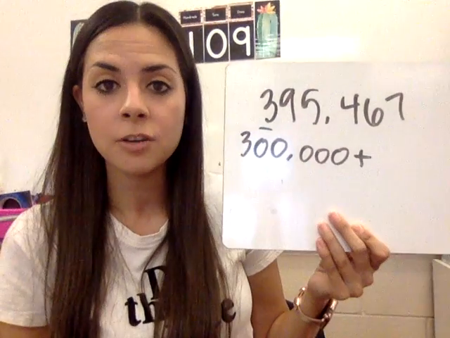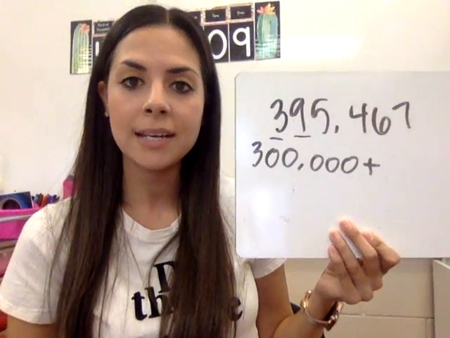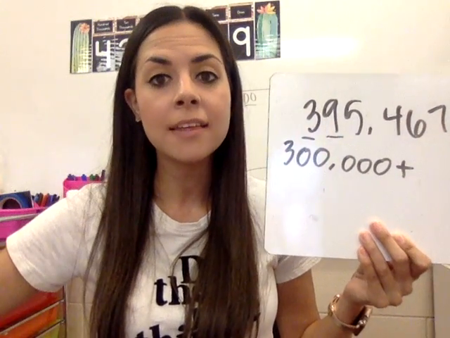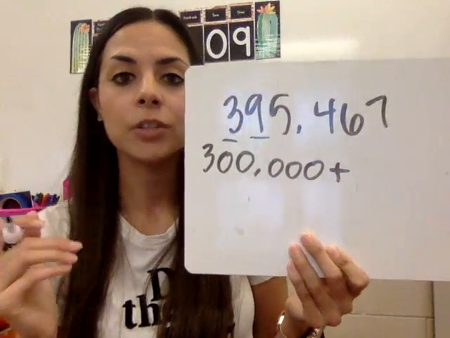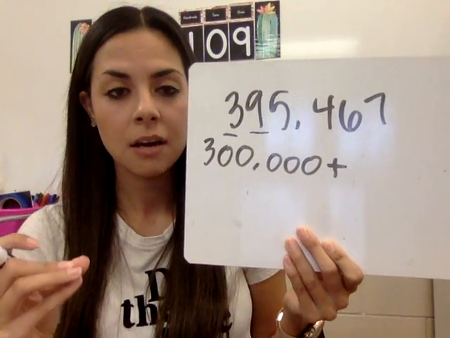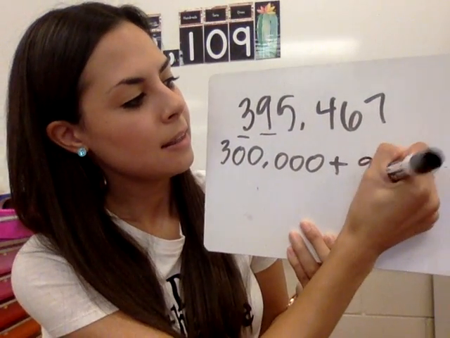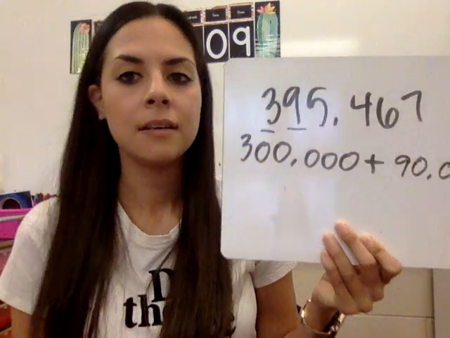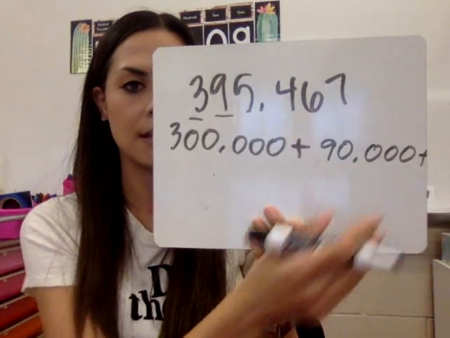All right, we got our hundred thousands place finished, so now I'm going to move on to the next place value, which is my 9. And I know that right after my hundred thousands comes my 10,000. So if I'm looking at my 9, I know my 9 is in the 10,000s place. All right. So the value of that 9 is 90,000. And then my plus sign got cut off a little bit on that side.